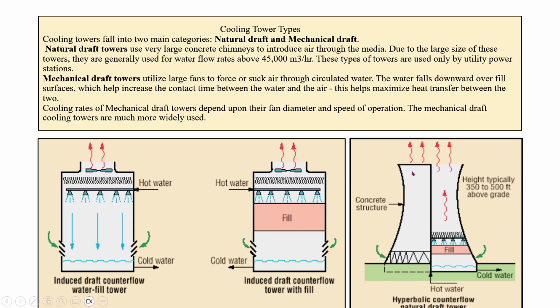So there are mainly two types: one is natural draft, and another is forced draft. In natural draft, there is no fan. Due to the natural temperature difference, the air will flow through. There is fill, and due to the density difference, the air will go upwards.